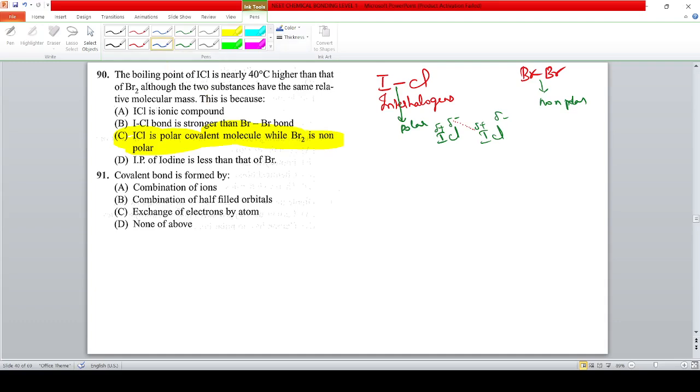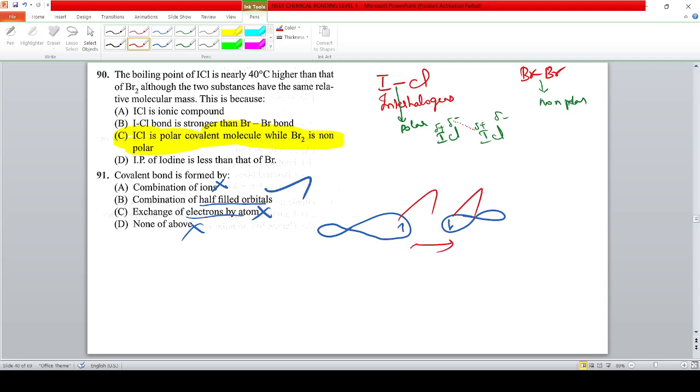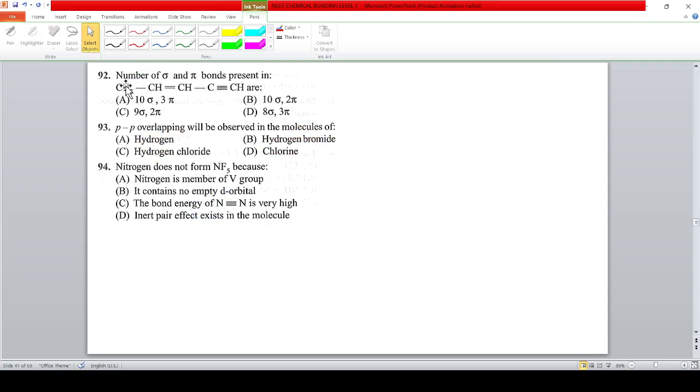Question number 91. Covalent bond is formed by? How is a covalent bond formed? Ions, no. Half-filled orbitals, maybe. Exchange of electrons, no. None, no. Yes, it is by half-filled orbitals. For example, this is a p orbital with an electron with clockwise rotation, half-filled. This is another p orbital with an anticlockwise rotation electron. These are half-filled orbitals. They combine and form a sigma bond. So a covalent bond.